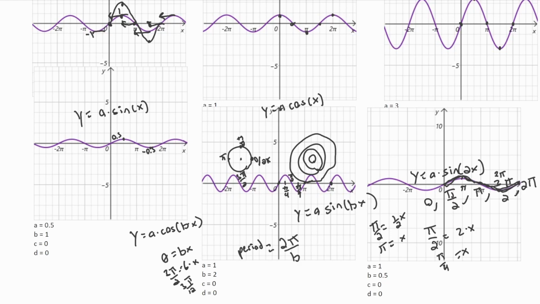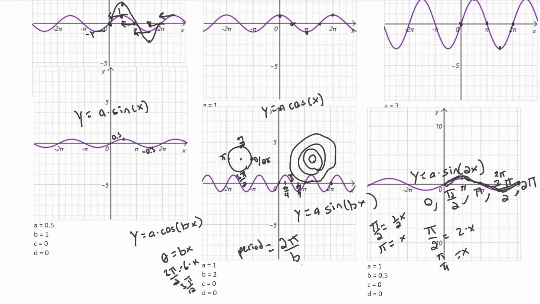That means we're going 3/4 of the way around the circle at pi over 4 instead of at 3 pi over 2. So that multiplier b determines how fast we get through the cycle, and the bigger that value of b is, the quicker we go through the cycle and the closer together our waves are.